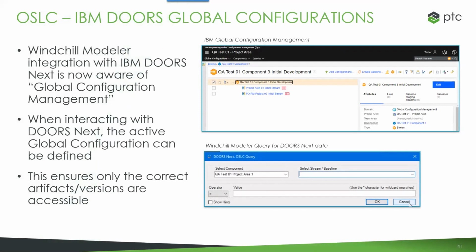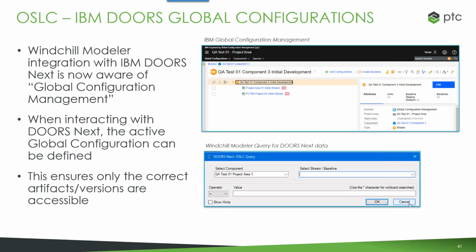So the next enhancement in the area of OSLC is support for IBM global configurations. So this is the ability to respect configuration management policy when we're interacting with DOORS data. And I must apologize, this user interface has updated since I created this graphic. But effectively what we do is now when we're looking at data in DOORS, when global configurations are enabled, it's version-specific information that we're looking at. We're looking at a stream or a baseline of information which drives its version.